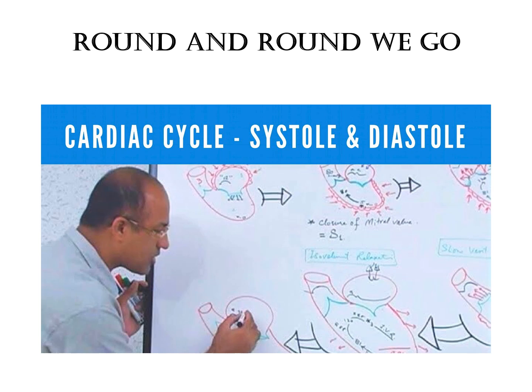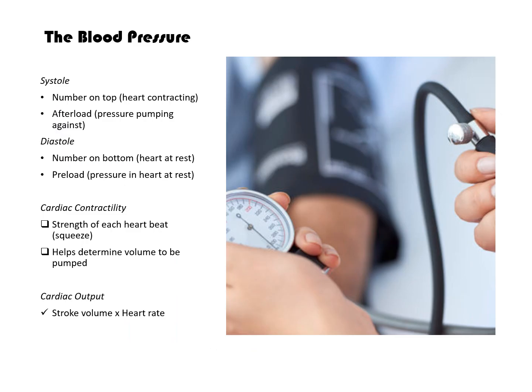So let's go into the cardiac cycle involving the systolic and diastolic pressures. When it comes to our blood pressures, you have a systolic and a diastolic number. The systolic, which is the top number, is the heart contracting during afterload. The diastolic number is the number on the bottom when the heart's at rest during the preload phase. We also have to worry about cardiac contractility, which is the strength of each heartbeat, or the squeeze, because it helps determine the volume to be pumped. Remember, cardiac output is stroke volume times heart rate.